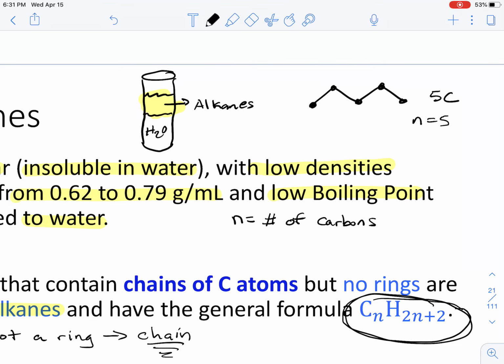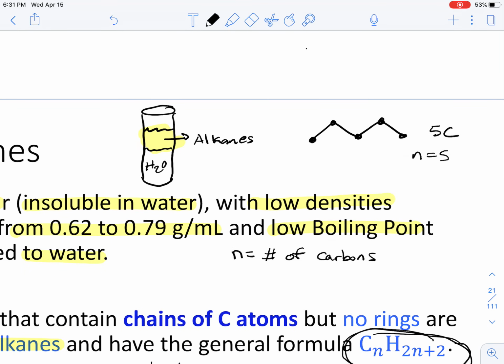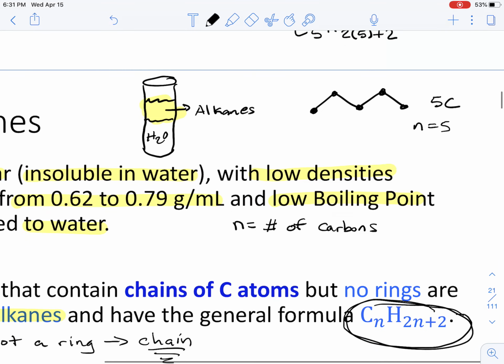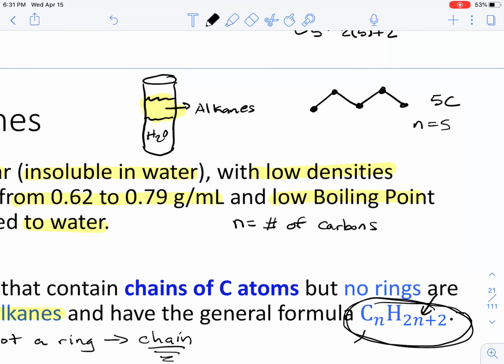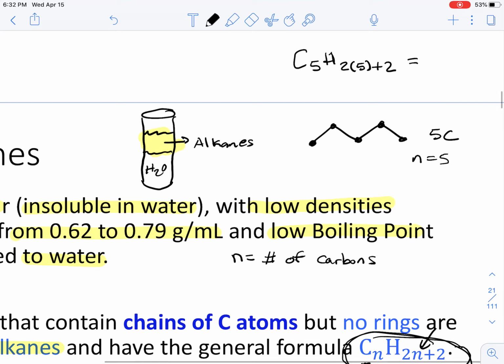And so if you are plugging it into the formula, I'll just work up here for a second, we have C5H2 times 5 plus 2. Okay. So that's where the n is coming from. We're just putting in the value of n in this formula. And so if you have a 5-carbon organic compound with no heteroatoms, and it's not a cyclic molecule, then the chemical formula is going to be C5H12. Okay. And so this is the chemical formula for pentane.